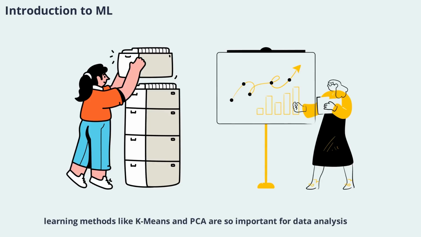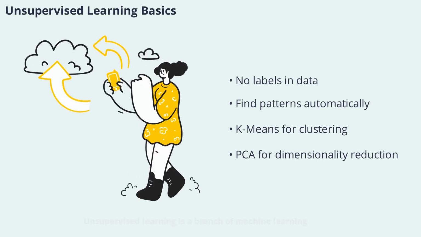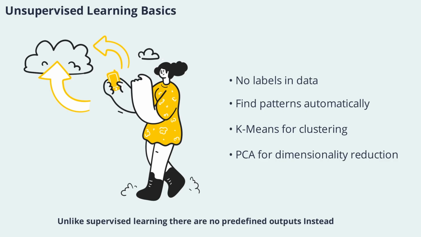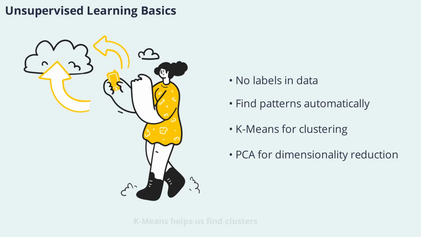Unsupervised learning is a branch of machine learning where the algorithm learns patterns from unlabeled data. Unlike supervised learning, there are no predefined outputs. Instead, the goal is to discover hidden structures or groupings within the data. K-means and PCA are two of the most widely used unsupervised learning techniques. K-means helps us find clusters, while PCA helps us reduce the dimensionality of our data. Both are essential tools for making sense of complex datasets.